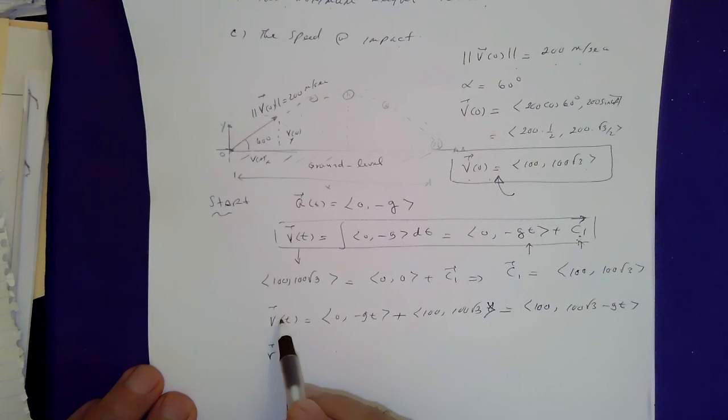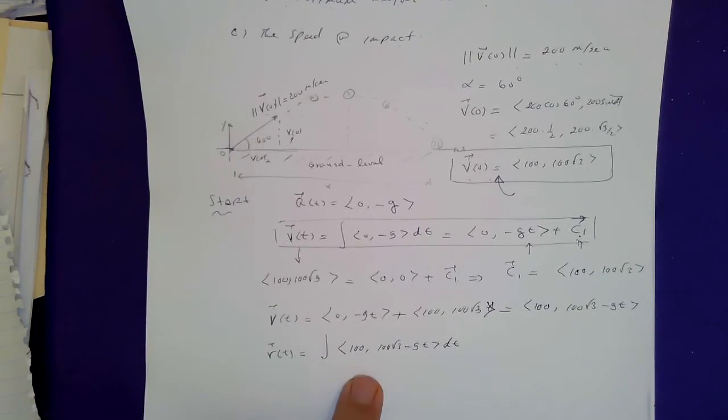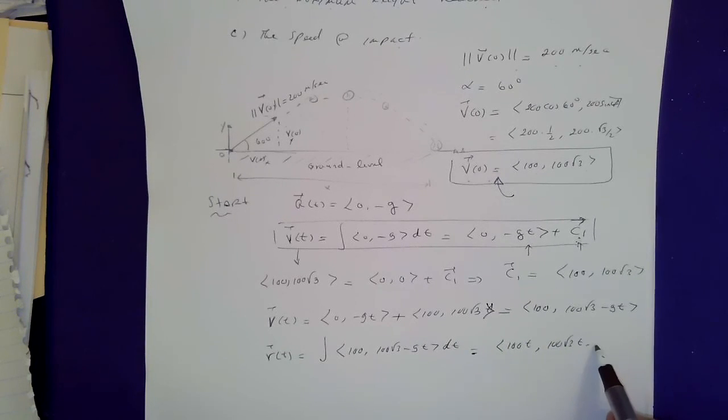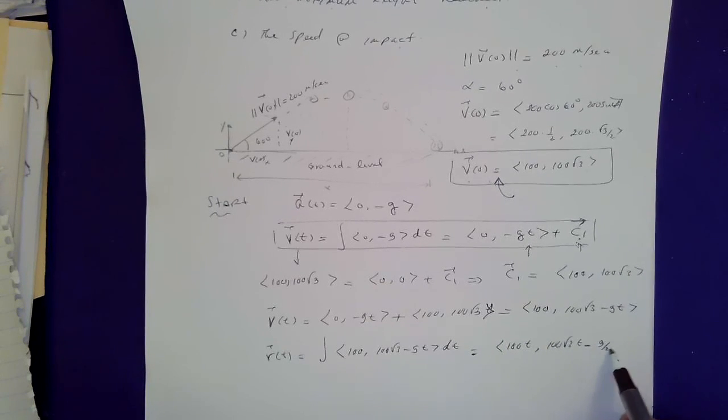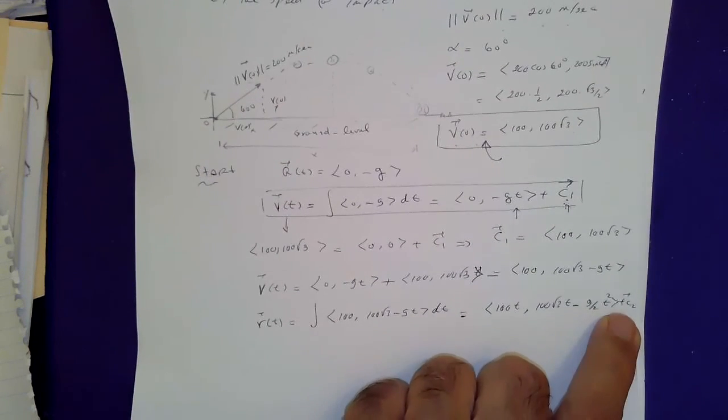To go from velocity to the position vector, now I have to take what? The antiderivative of this vector-valued function with respect to t. So what would that be? Well, this would be 100t, comma, 100 square root of 3 t minus g over 2 t squared plus c2. So now I have to find c2.